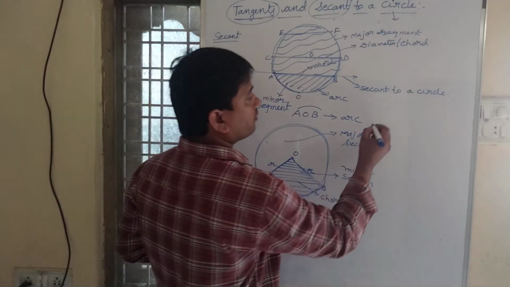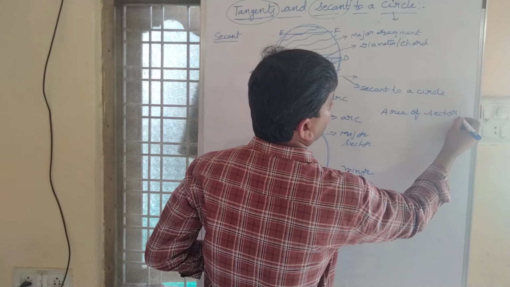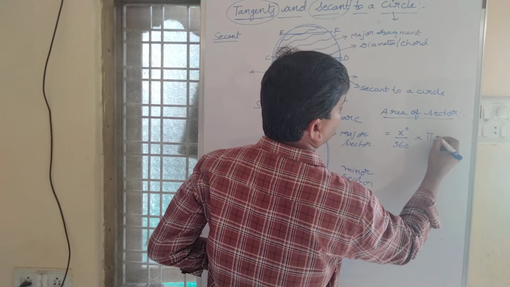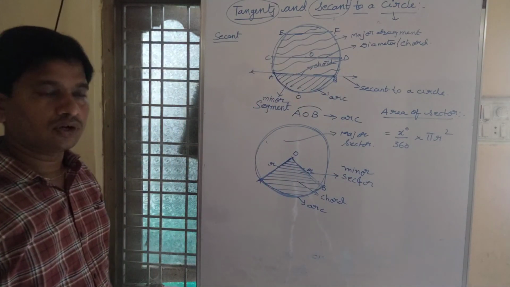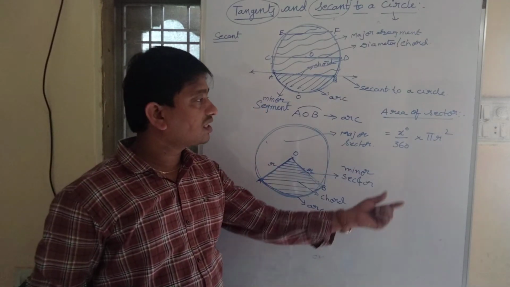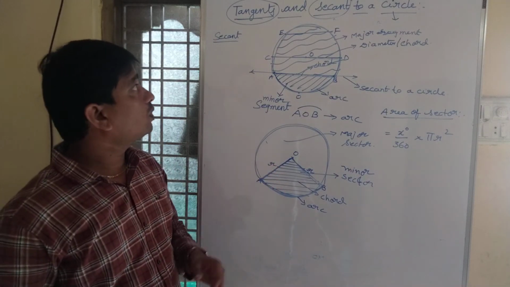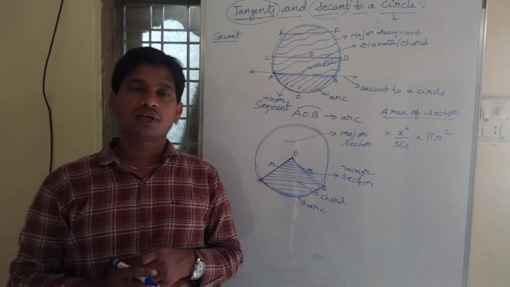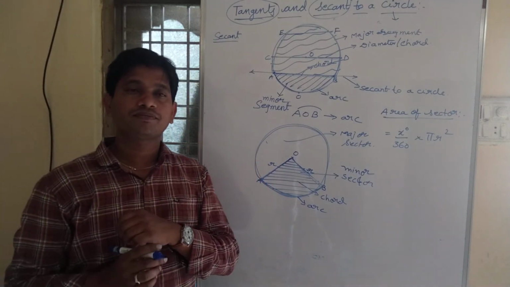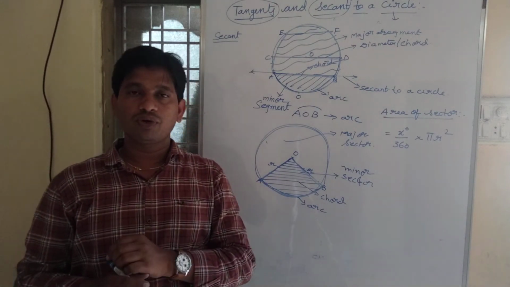We have a formula for finding the area of a sector. The formula to find the area of a sector is x degrees by 360 into pi r square. That is the formula to find the area of a sector. Okay, this is about secants. Tangent means if a line touches the circle at only one point, that is said to be a tangent. If a line touches the circle at two distinct points, that is said to be a secant to a circle.